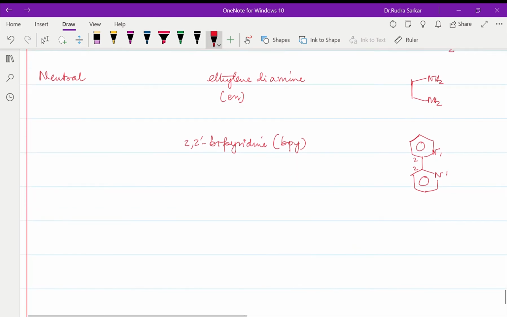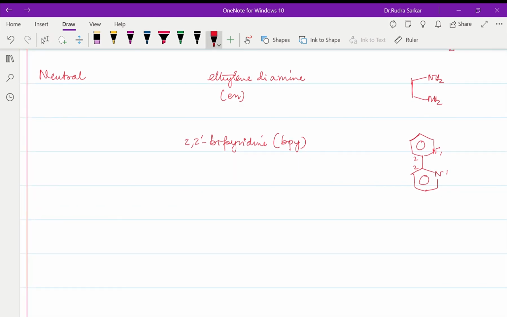All right. We can also have another one which is called phenanthroline, also known as fen. So these are the two donor sites. It is called phenanthroline, or abbreviated as fen. All right.